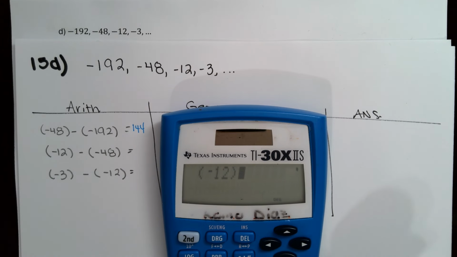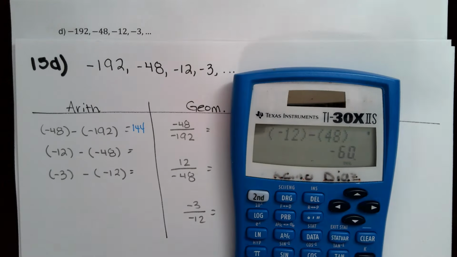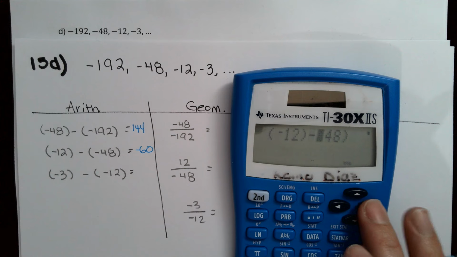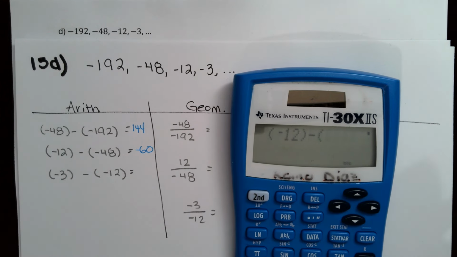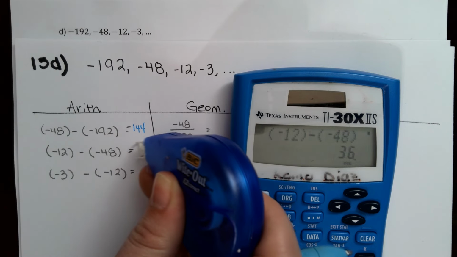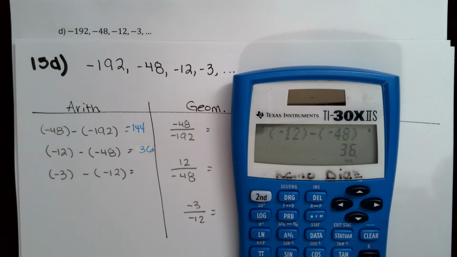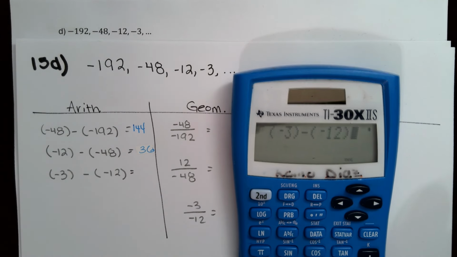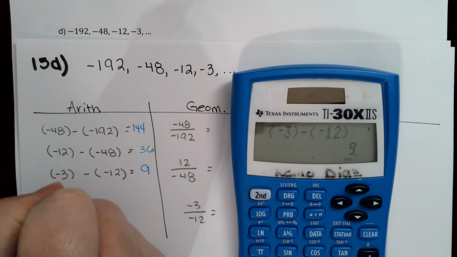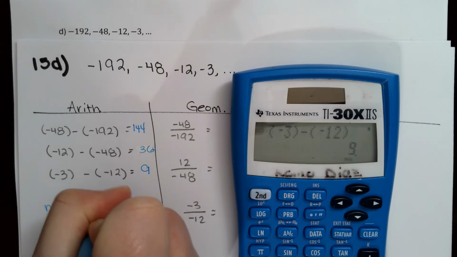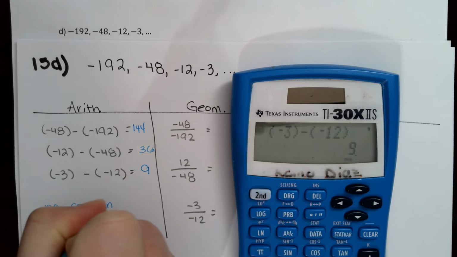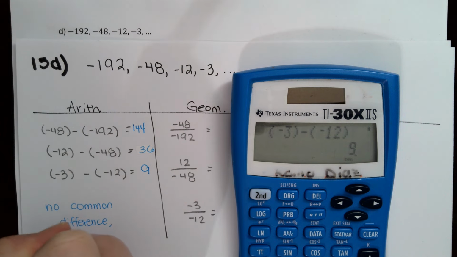Open negative 12, close it, minus open negative 48, close it. We get negative 60, so we know already that this is not going to be, oops, not negative 60, that's wrong, I forgot a negative. Let's go ahead and erase that, negative 48. That's positive 36. So either way, we know this is not going to be arithmetic because the common differences are different. Same thing with the last one, negative 3 minus negative 12, and we get positive 9. So again, no common difference. That means not arithmetic.